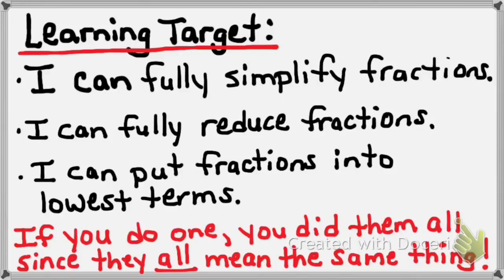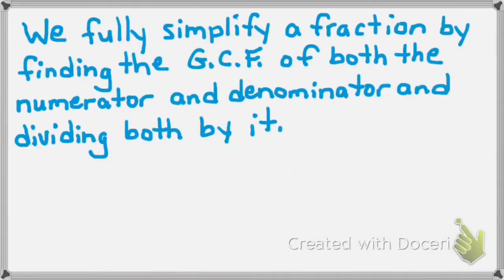Today's learning target: by the end of the lesson, you should confidently be able to say, I can fully simplify fractions, I can fully reduce fractions, I can put fractions into lowest terms. Because if you do one, you did them all. They all mean the same thing. We fully simplify a fraction by finding the GCF of both the numerator and denominator and dividing both by it.